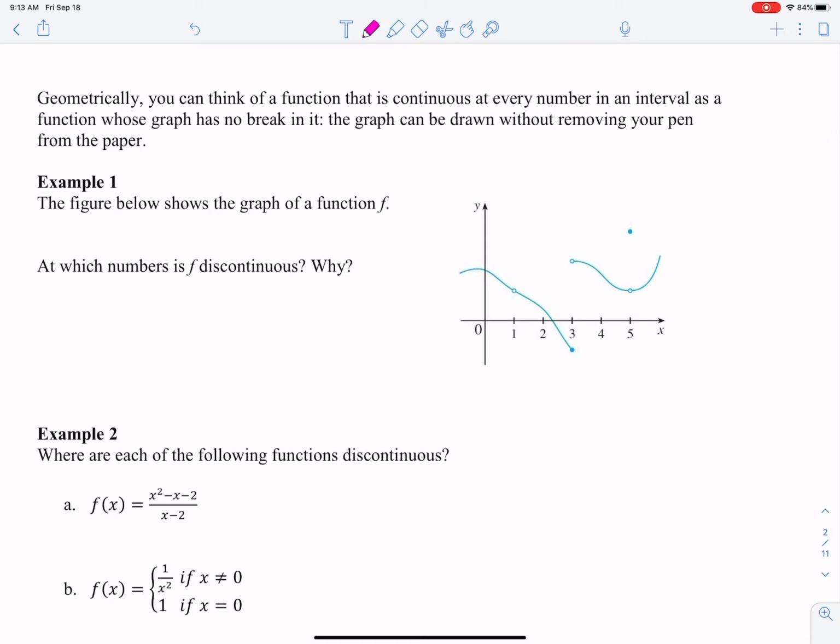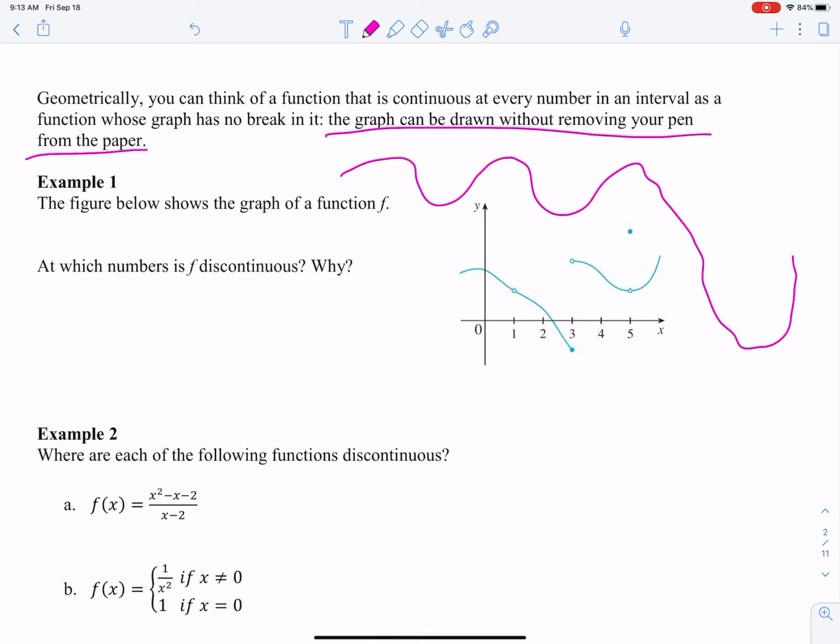Let's see, geometrically, you can think of a function that is continuous at every number in an interval as a function whose graph has no break in it. So you might remember this definition from back in algebra, right? A continuous function is where you put your pen down and you can draw this function, whatever it looks like, without lifting your pencil. Okay. Let's see. So example 1 here.